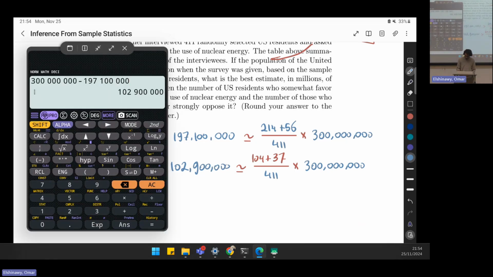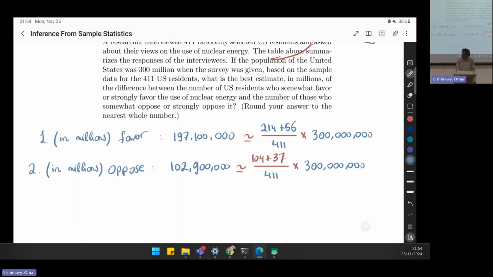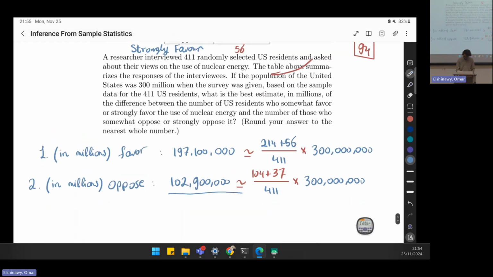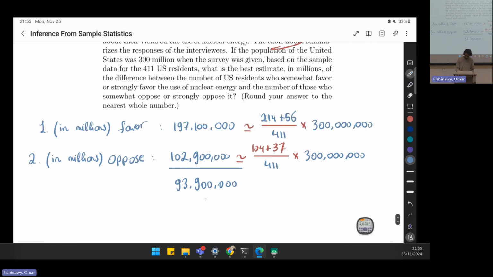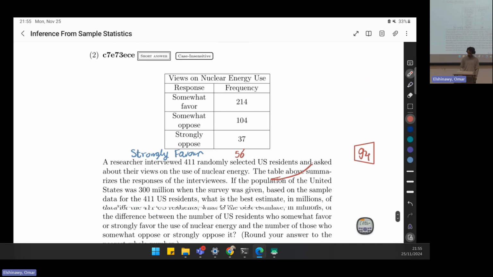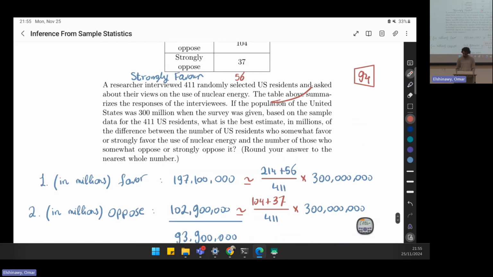And now when I take away these two values, what do I get? 93,900,000. You round it. 93,900,000, you're saying. Yeah, which is now in millions. So you want to provide your answer in millions. That's what we need. So this is a good question. Just need to take things slowly, and then it is clear.